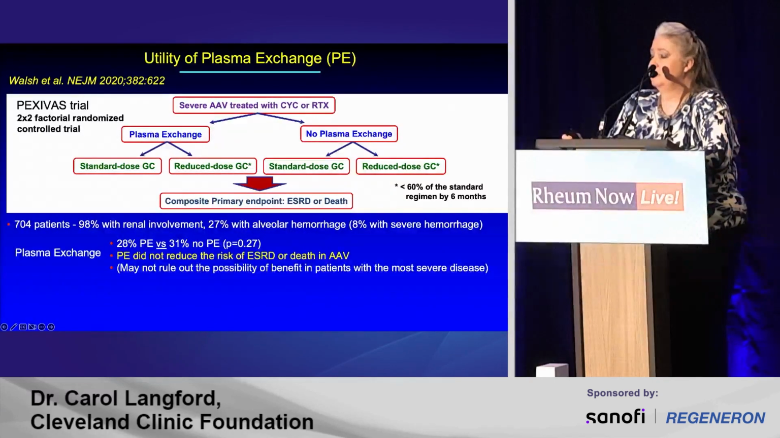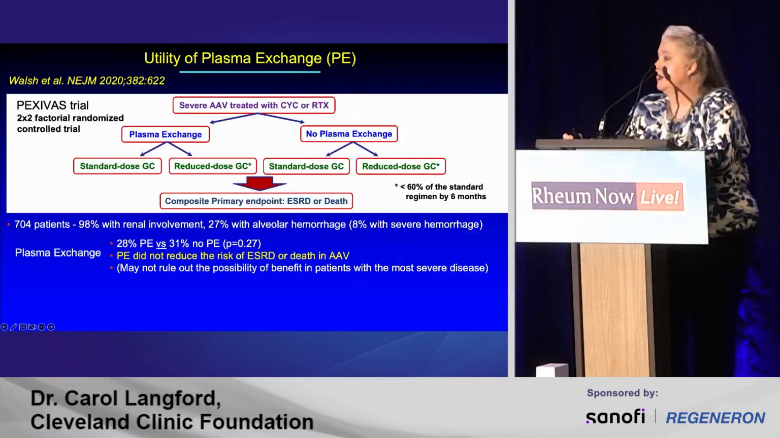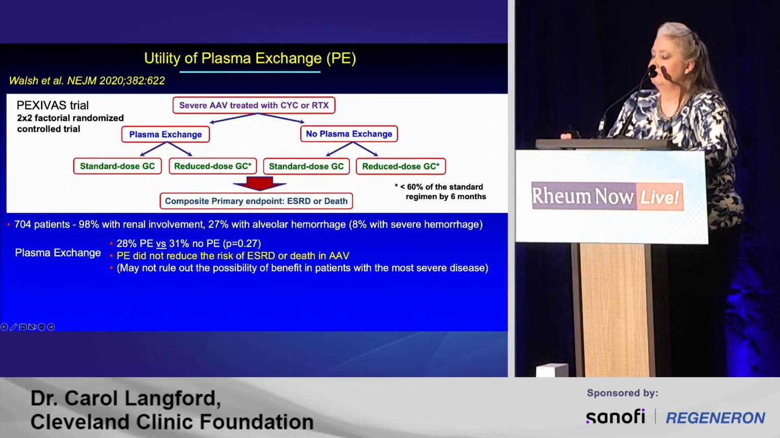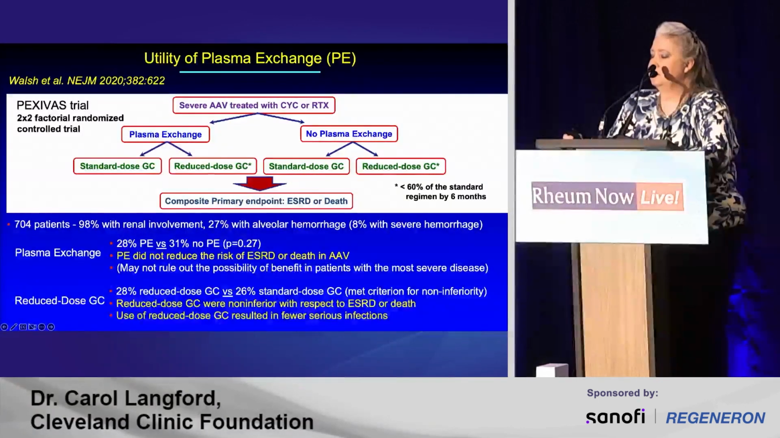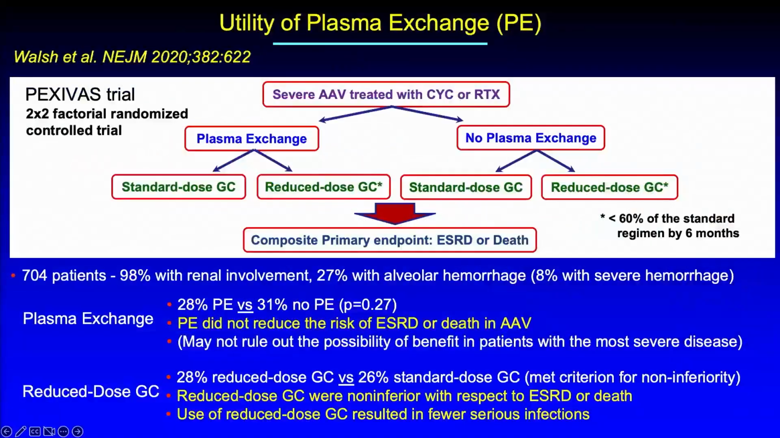When examining plasma exchange, this was not found to reduce the risk of end-stage renal disease or death as compared to those who did not receive plasma exchange, although this may not rule out the possibility of benefit in those patients who had the most severe disease involvement. In terms of reduced dose glucocorticoids, this was found to be non-inferior with respect to end-stage renal disease or death compared to standard doses. And importantly was that reduced dose glucocorticoids resulted in fewer serious infections, therefore demonstrating that patients could do well with less glucocorticoids.